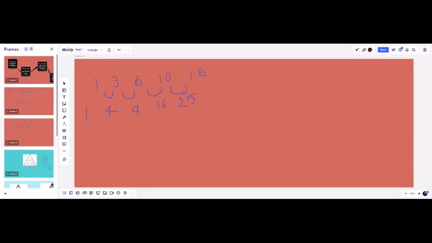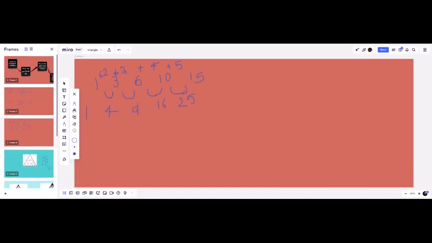Right? So, there's one more pattern in triangular numbers. The pattern in these numbers is that 1 plus 2 is equal to 3. 3 plus 3 is equal to 6. 6 plus 4 is equal to 10. And 10 plus 5 is equal to 15. Then 2, 3, 4, 5, 6, 7, 8, 9.